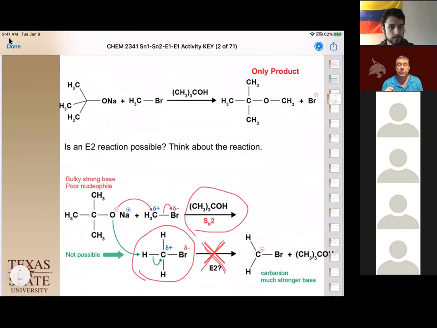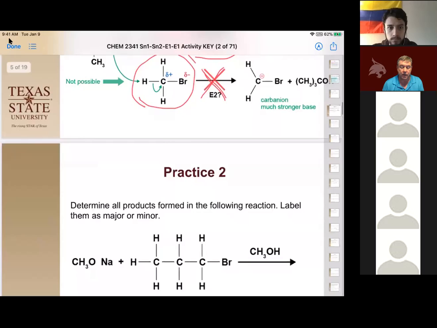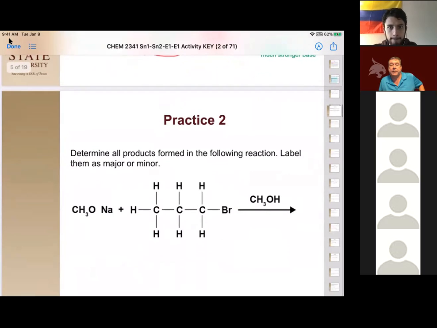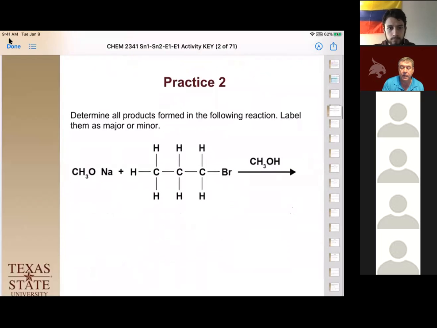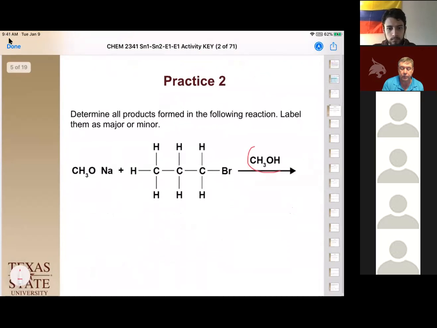Okay, so let's do that same analysis on the next 3 substrates. The first thing we look for here is that number 1, we're in a polar protic solvent.